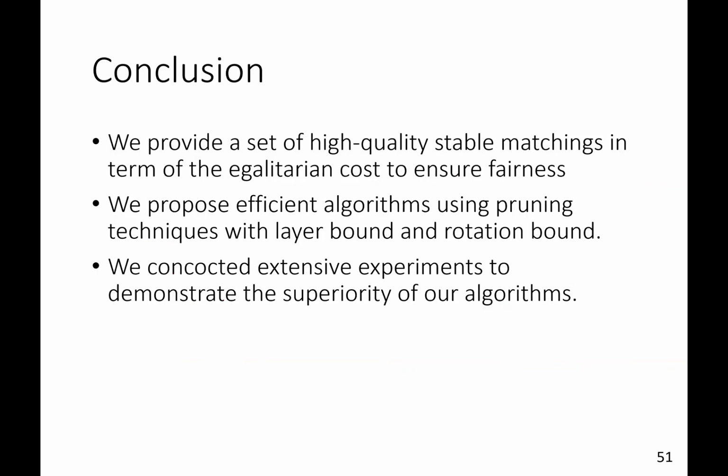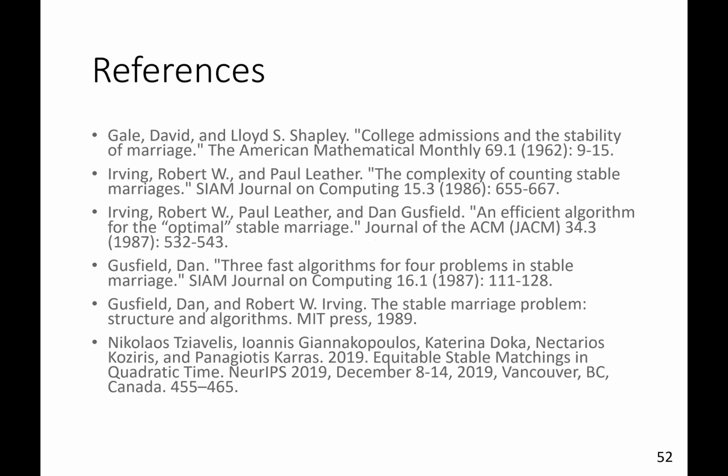In conclusion, we provide a set of high-quality stable matchings in terms of the egalitarian cost to ensure fairness. We propose efficient algorithms that use pruning techniques with the layer bound and the rotation bound. We evaluate our algorithms on real datasets to demonstrate the performance.